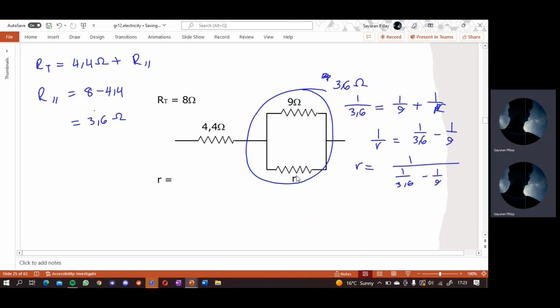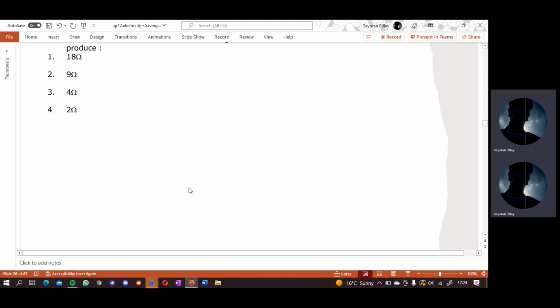And the answer is 6 again. Okay, so pretty cool. That r has to be 6. So 1 over 6 plus 1 over 9, 1 over that whole thing, plus this gives you 8. That's basically how to separate resistance at parallel.